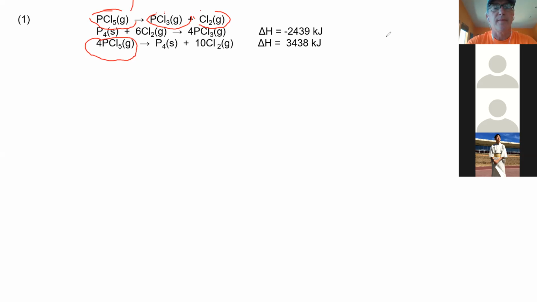We divide number 2 by 4. Okay, so if I divide number 2 by 4, we get 1 mole of PCl5, phosphorus pentachloride, and then 1/4 mole of P4, and 2.5 moles of chlorine chloride. And then if we divide the first equation by 4, we get.